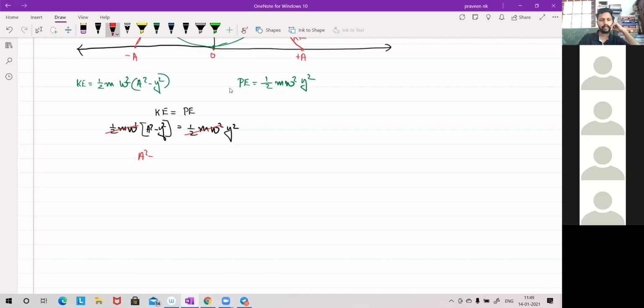Then we will get a square minus y square is equal to y square, from which a square is equal to y square plus y square, which is 2y square. Therefore, y square is equal to a square by 2 and y is equal to root of a square by 2, that is a by root 2. Can I write like this?